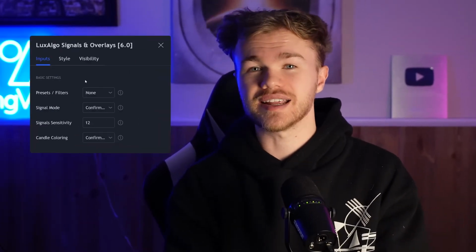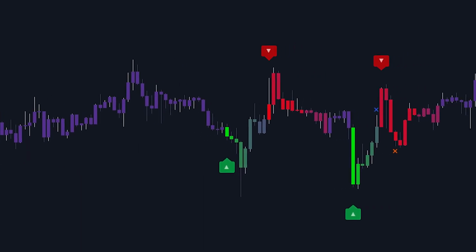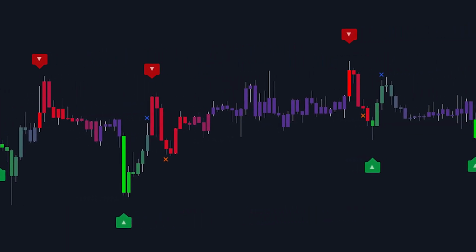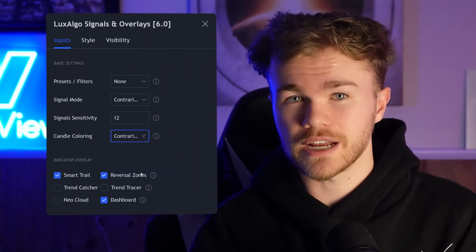And within the signals and overlays indicator, we put so much of a focus on discretionary analysis that we even built in the contrarian signal mode, so that if you're someone that doesn't like to trade the trend, or you're just looking to create a strategy with signals to try and catch tops and bottoms, or if you actually like to trade ranging markets more than trends, then this is the mode that you may like to use better. As well, of course, you could even adjust the candle coloring to be contrarian if you wish to.